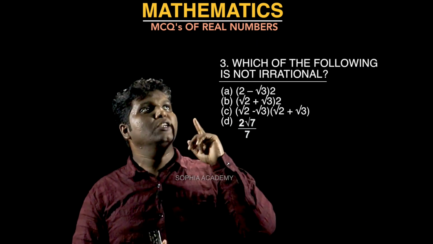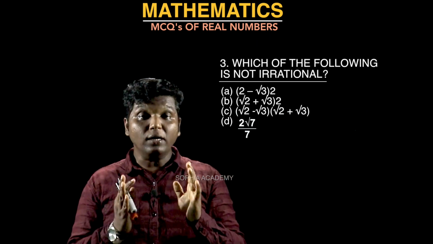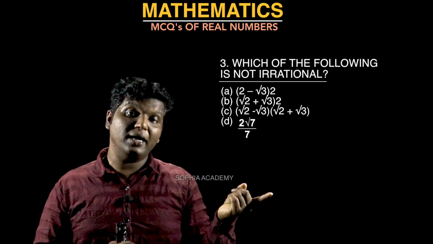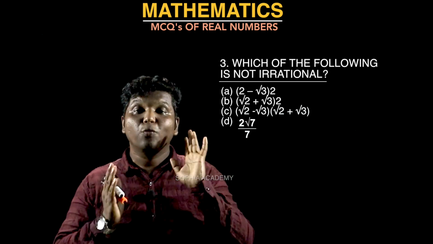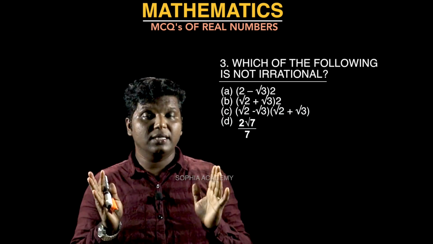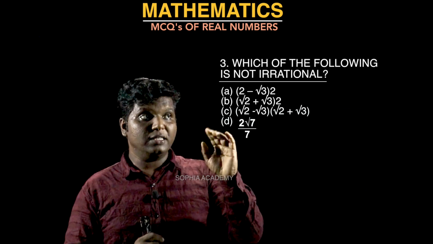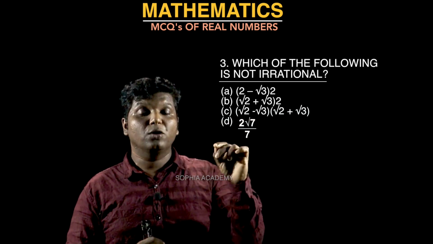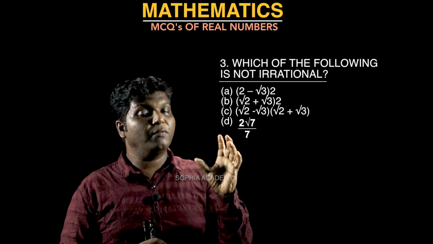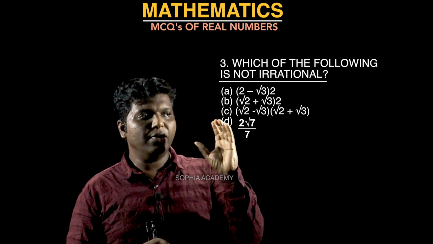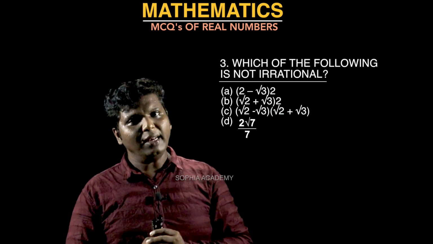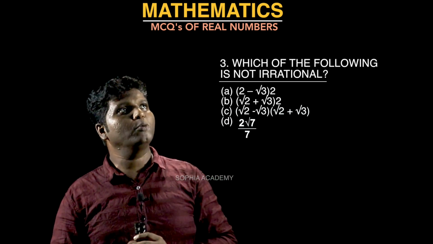Which of the following is not irrational? Not irrational means rational, right? It should not be irrational, meaning it should be rational. Which one is rational? How to understand which one is rational? Just by seeing if there is any root, meaning root 5, root 7, root 3, root 11. Those numbers are what we call irrational numbers. If you are not finding such typical types of numbers, then that particular number is what we call a rational number. And here you can see there are 4 options.